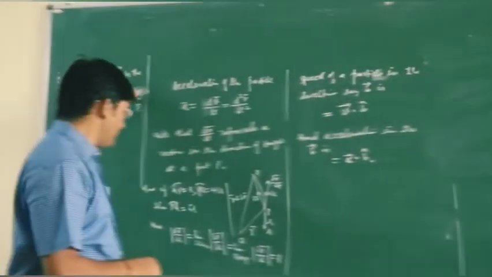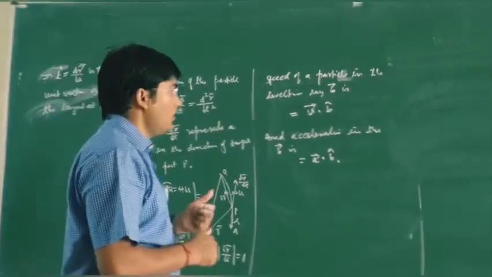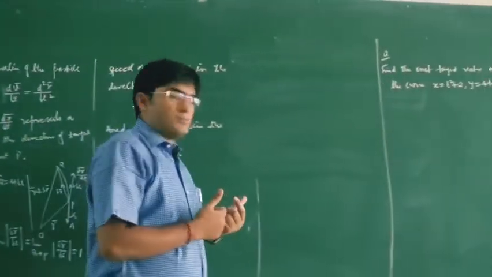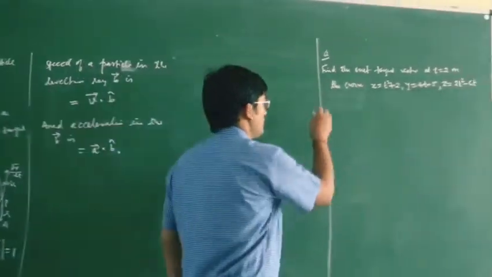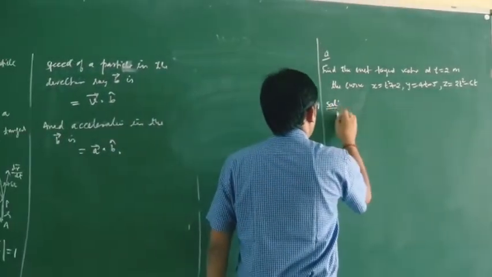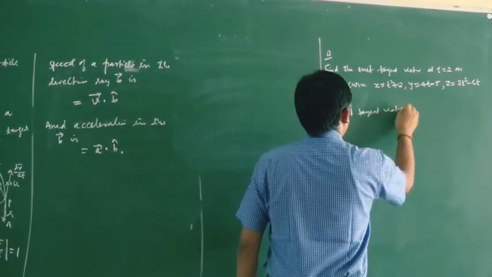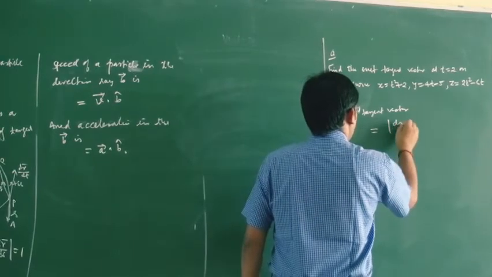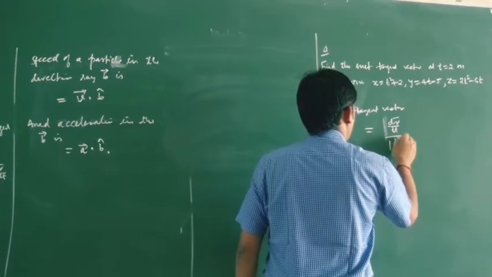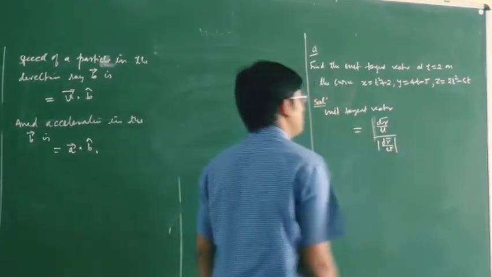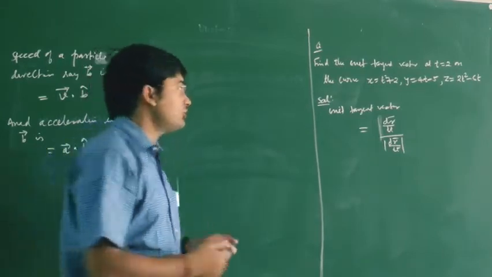And this was your dr upon ds. You can say the modulus of this is the unit tangent vector, and your unit tangent vector will be basically dr upon dt upon modulus of dr upon dt. So solution, unit tangent vector is equal to dr upon dt upon modulus of dr upon dt. So this will be your unit tangent vector. So let us evaluate dr upon dt at t equal to 2.